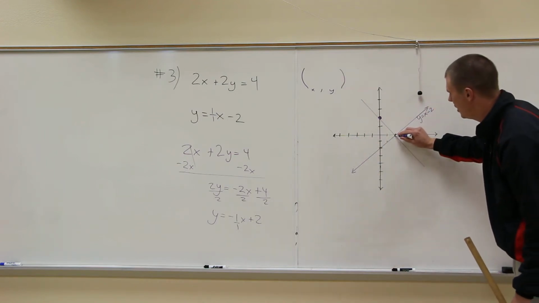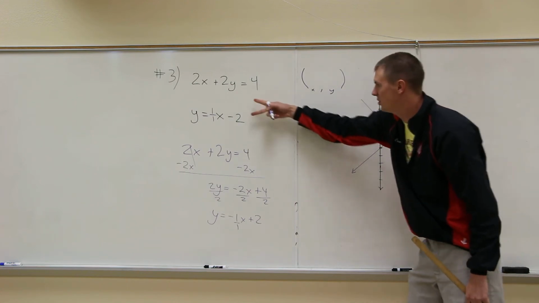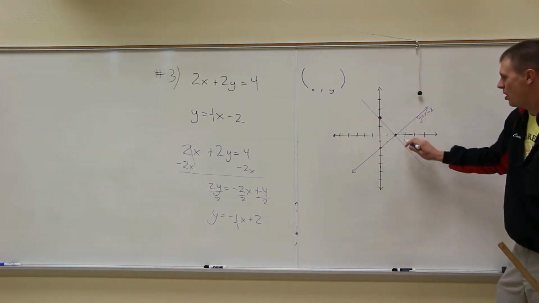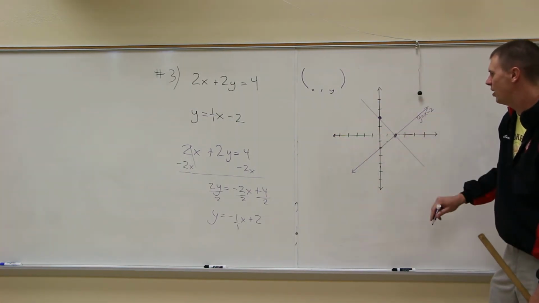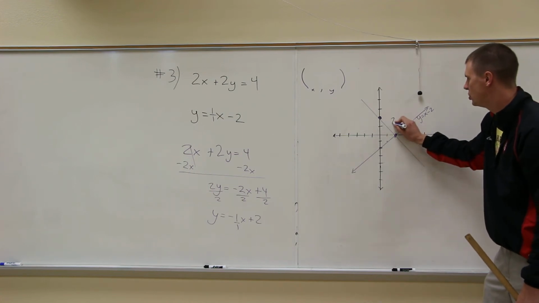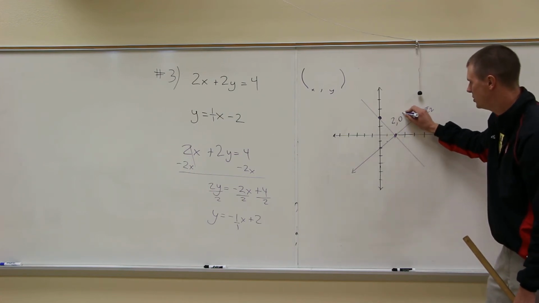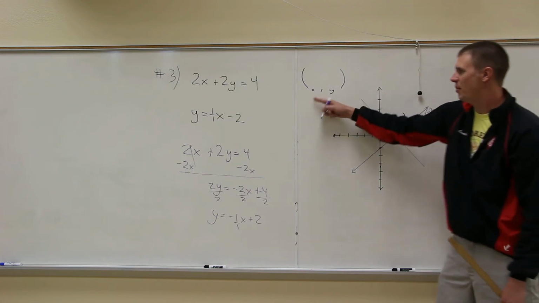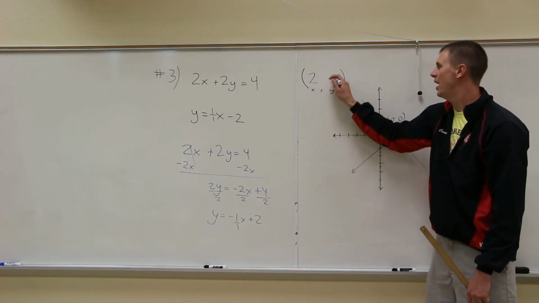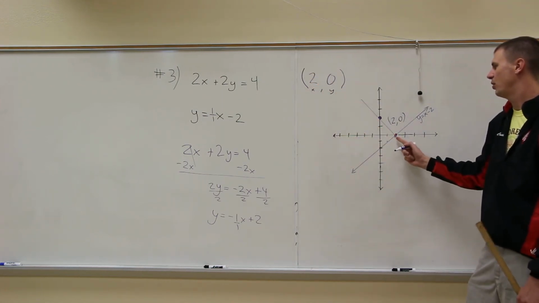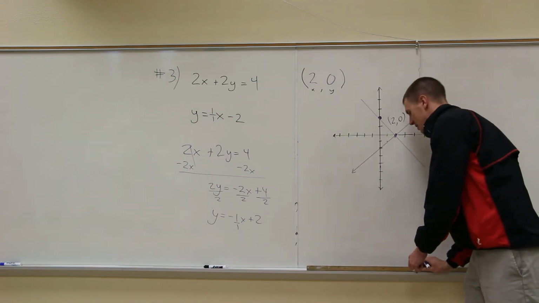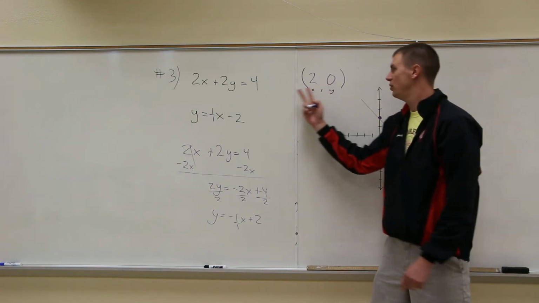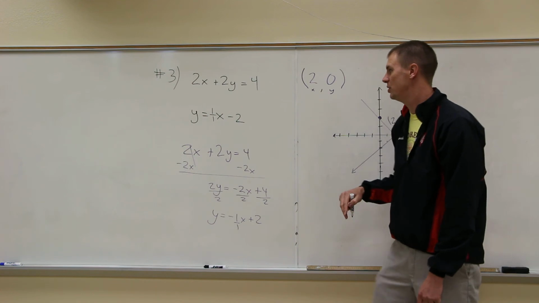So we can see that when I graph both of these lines, they cross right here at the point 2 for x, 0 for y. This is our magic point here. 2 for x, 0 for y. The point where they cross is the exact point where if I plug in 2 for x and 0 for y, it should make both of these true.